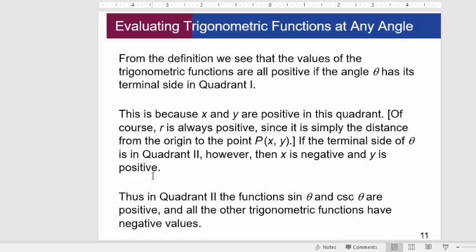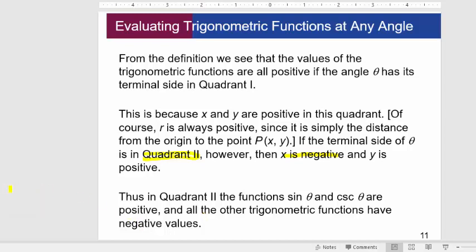But then if you move into the second quadrant, remember what happened is x became negative, and x over r was going to be your cosine value, right? So your cosine in the second quadrant was going to be negative. So sine and cosecant would be positive in the second quadrant, but the other 4 trig ratios in the second quadrant would be negative because they all involve the x value.